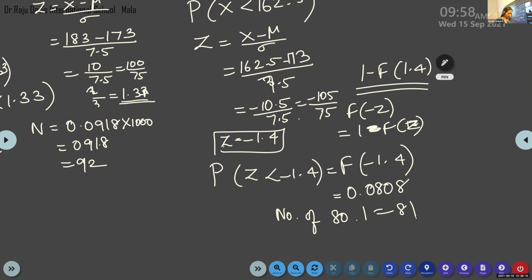Yes, 81 students. Is it clear? 80 point something, it is greater than 80. It is more than 80, so you can round it off and write it as 81. Okay, Aishwarya, now look at the next part. What is the third part given? Between 165 and 180.